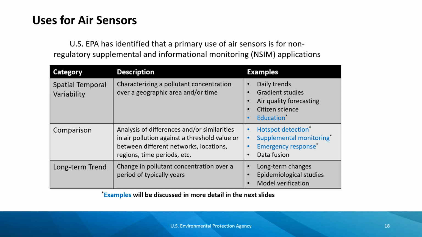The next category compares differences or similarities in air pollution data against a threshold value or between networks for different locations, regions, times, etc. The last category is long-term trends, where changes in pollutant concentrations are analyzed over a period of time, usually years. The next few slides will go over 4 example applications.